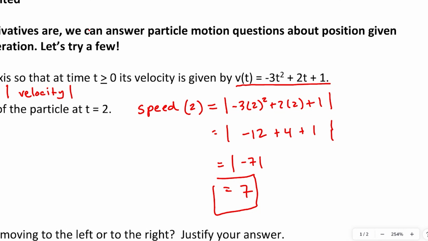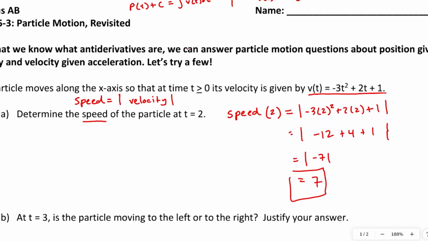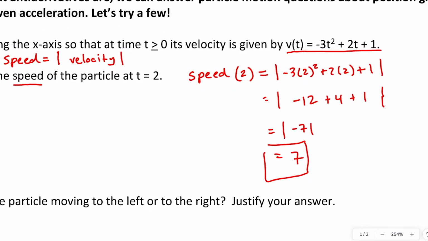Velocity generally, or speed, is a distance over time. So often it's like miles per hour, meters per second, or something like that. But we don't want to just make up a unit. I don't think it gave us a unit, did it? No. All right, so any questions about speed? It's just the absolute value of velocity.